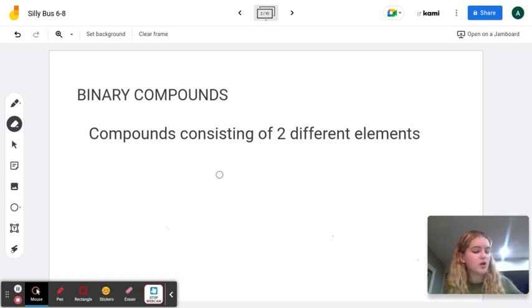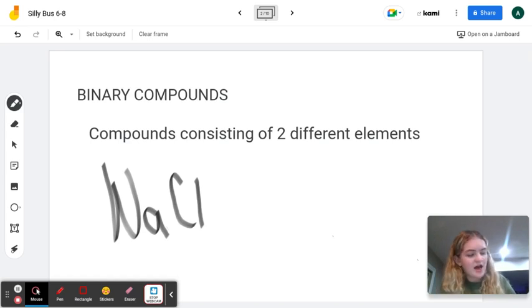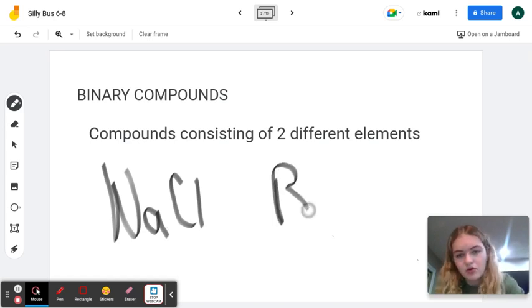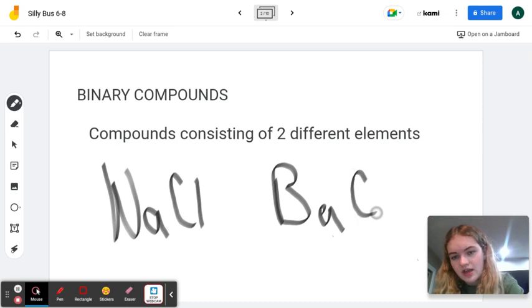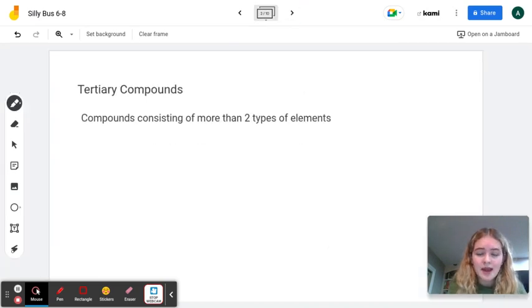So, for example, we would have sodium chloride, NaCl, or we would have something like barium chloride. Both of these only have two different types of elements within them, so they're binary compounds. Any ionic compound that has more than two different types of elements is a tertiary compound.